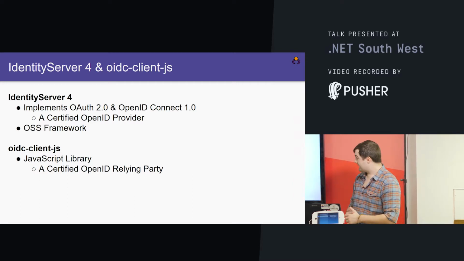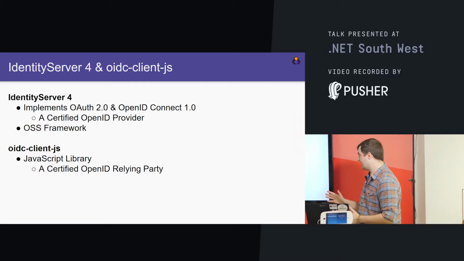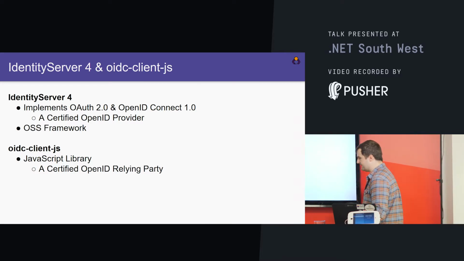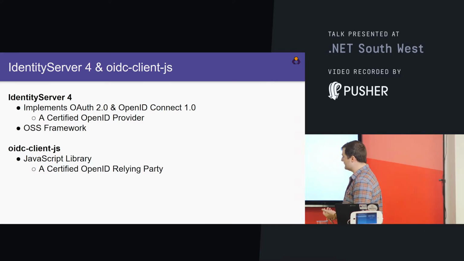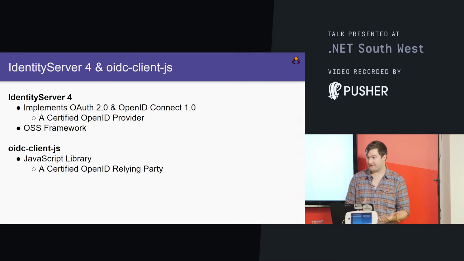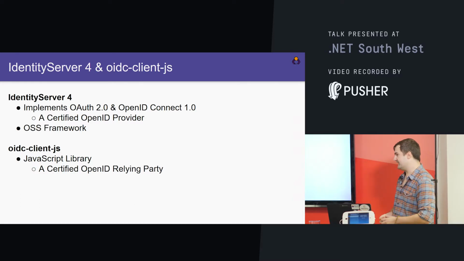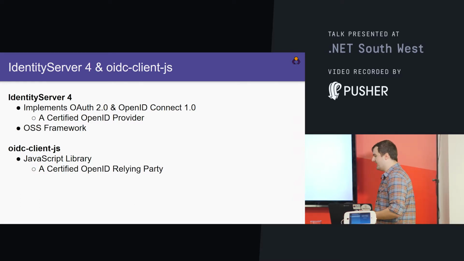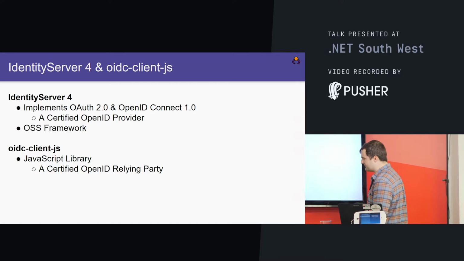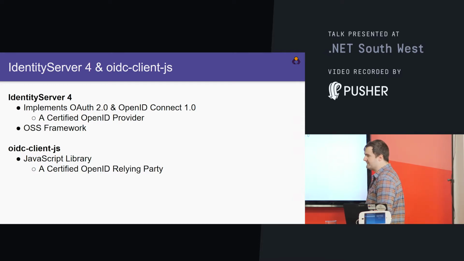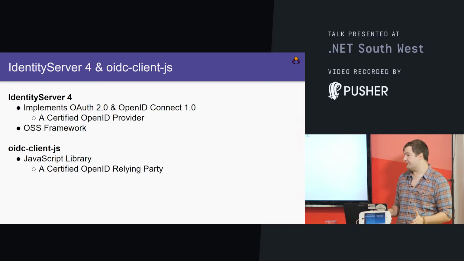And for the SPA itself, we're going to use another library, written by Brock Allen, called OIDC Client.js. Again, this is certified as a relying party, so it's certified that it verifies tokens correctly and can authenticate a user safely. There's a couple of others we could be using, one for TypeScript and one for Angular. But I thought, not everyone here is going to be using Angular, so let's use something a bit more vanilla. Vanilla JavaScript works with any of it.